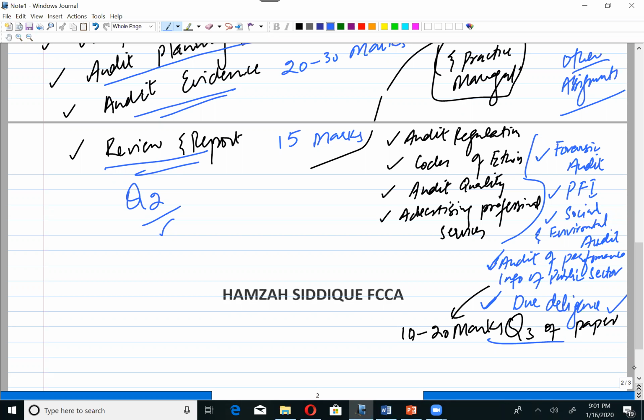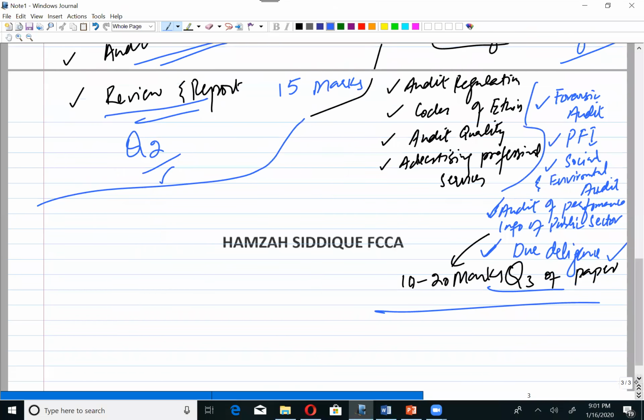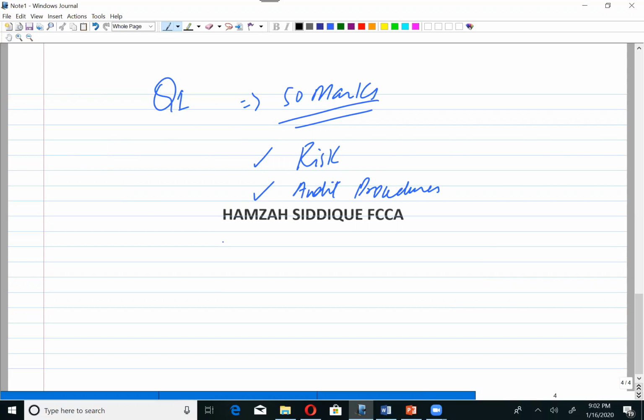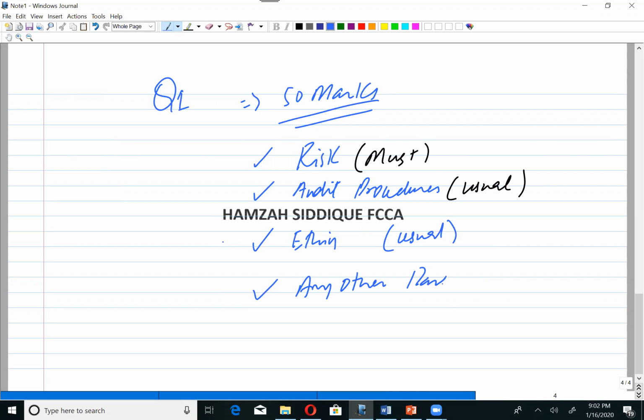So students, next, your paper format. Question number one, 50 marks case study. Question number one includes a question from risk, and normally one part is from audit procedure, usual, and then one part may be from ethics, usual again, and any other topic from the syllabus can be tested here.